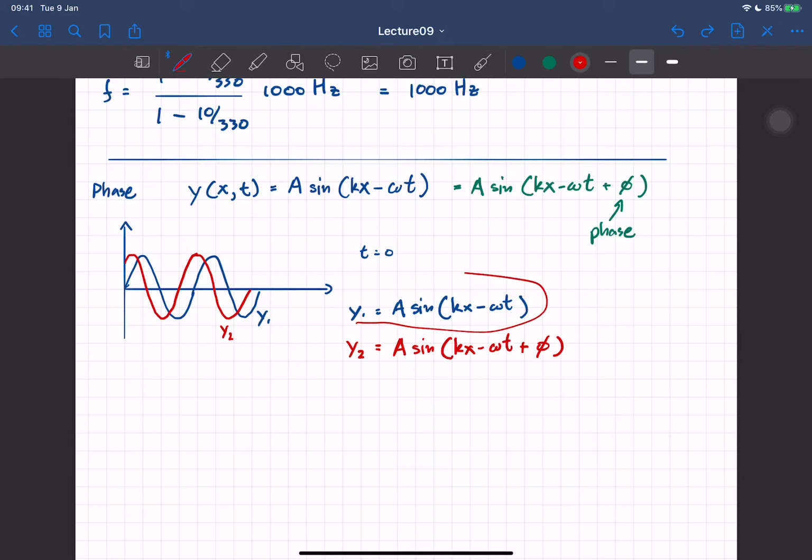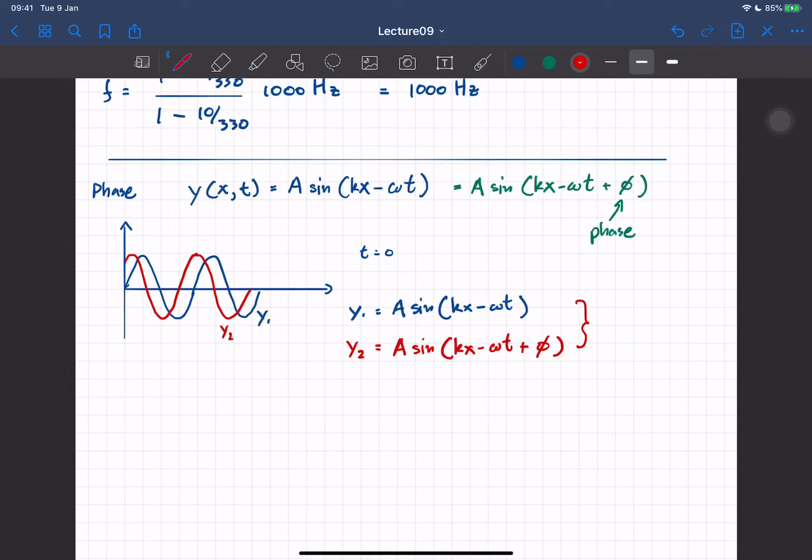The phase of the blue one, well, it's 0 here, but it doesn't mean it doesn't have a phase. It's just that the initial phase is 0. Because it's 0, we just don't write it down, right? But the important thing is not the absolute phase of the two waves. It's the relative phase, or the difference in the phase, right?